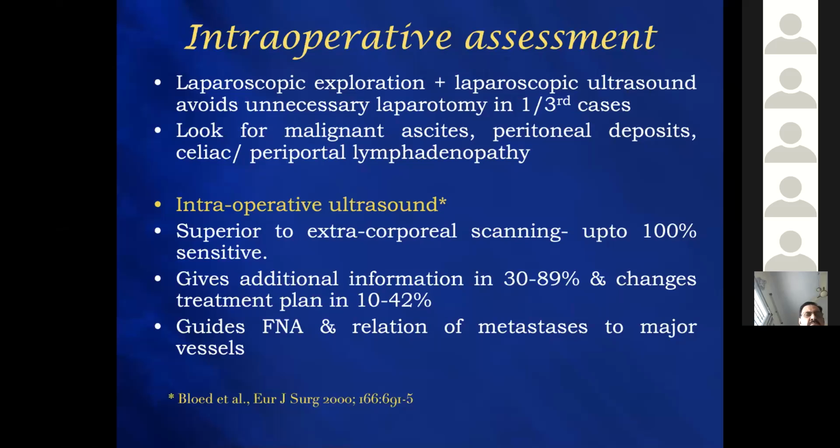Intraoperative ultrasound is superior because it is 100% sensitive, gives additional information in around 30 to 90% of the cases and changes the treatment plan in 10 to 42% of the cases. So either laparoscopic ultrasound or intraoperative ultrasound is always considered. These also guide FNAC and tell you about the relation of metastasis to major vessels. In most major liver resections, ultrasound is used intraoperatively.